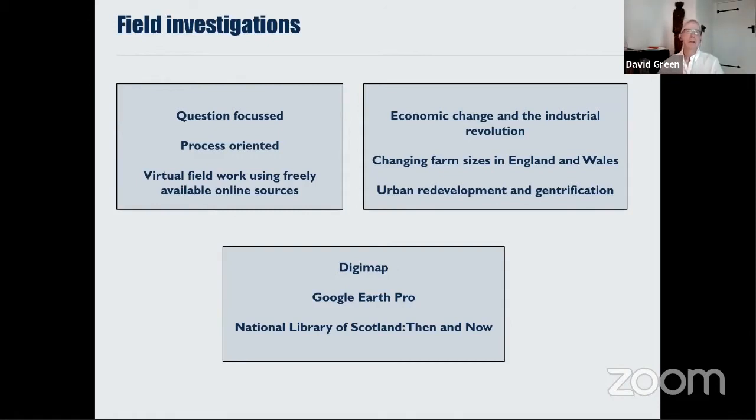And the materials we're going to be looking at in a bit more detail are Digimap, which schools have access to, Google Earth Pro, which is free to download, and some mapping capacity from the National Library of Scotland then and now. The links are given in the presentation, and there's an additional set of resources at the end of this slideshow.